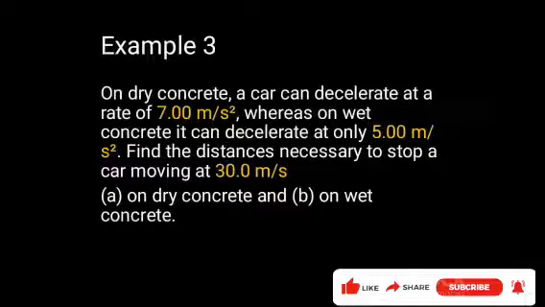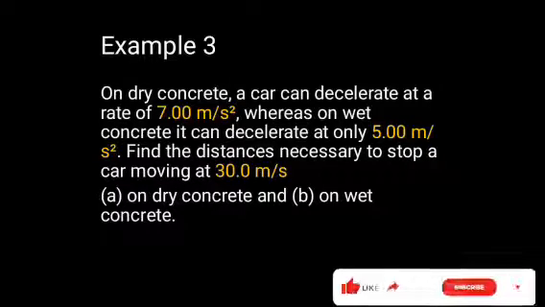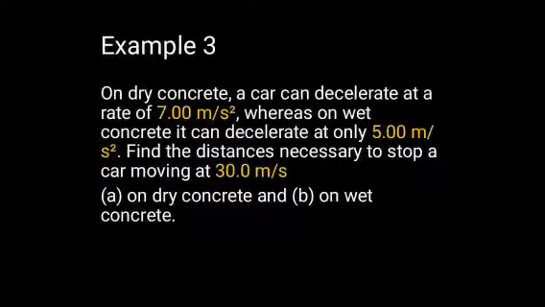On to the third question. On dry concrete, a car can decelerate at a rate of 7 meters per second square, whereas on wet concrete it can decelerate at only 5 meters per second square. Find the distances necessary to stop a car moving at 30 meters per second on dry concrete and on wet concrete. Okay, so we'll be following the problem solving strategy.